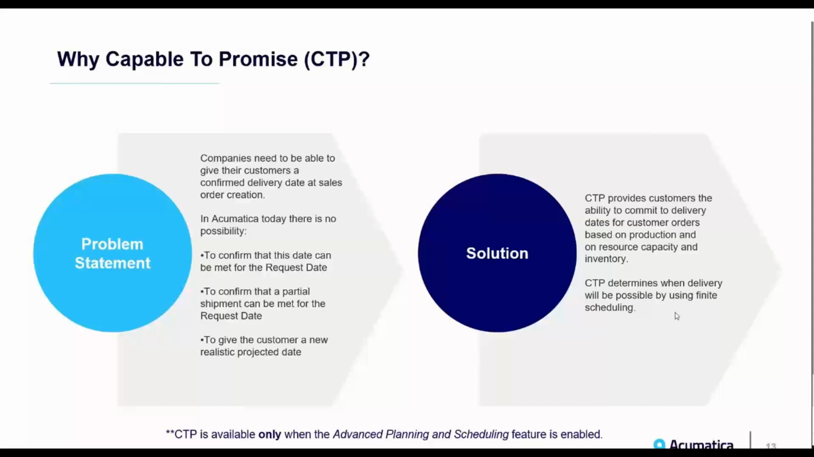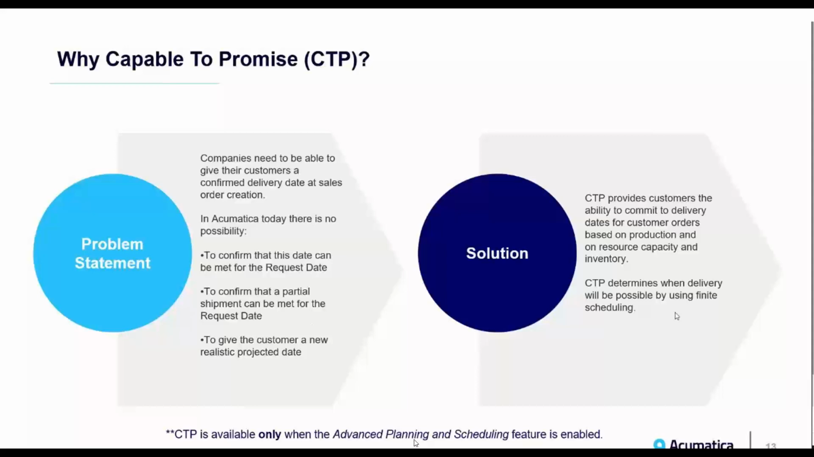Acumatica, for a long time, has been able to produce more of an ATP, or available to promise, functionality. What are you available to promise? But we weren't able to get down to a finite capability, or capable to promise. So what this means, and this is really for manufacturers, is that companies need to be able to give their customers a confirmed delivery date when the sales order is created. So in previous versions of Acumatica, that really wasn't a possibility, right? You had to confirm that the date can be met for the request date.